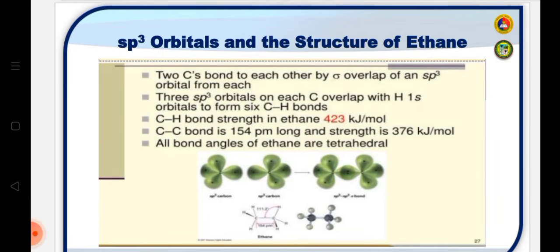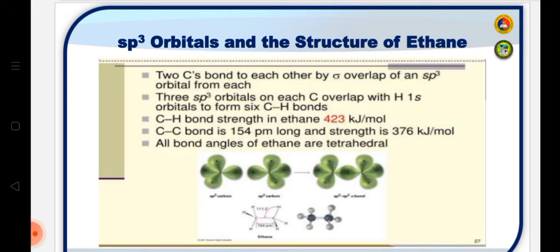orbitals of the structure of ethane. Okay, so we have here two carbons bonded to each other by a sigma overlap of an sp3 orbital from each. So 3 sp3 orbitals form. Okay, so we have here 3 sp3 orbitals on each carbon overlap with hydrogen 1s orbitals to form 6 carbon-hydrogen bonds.